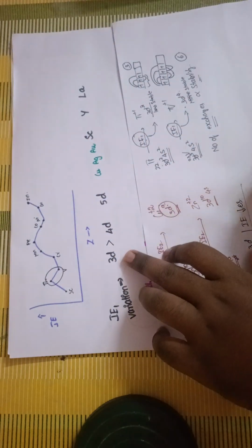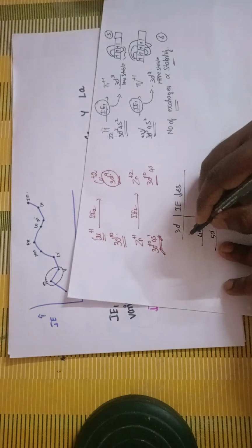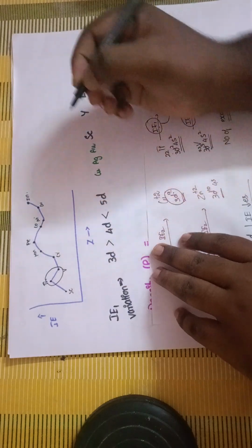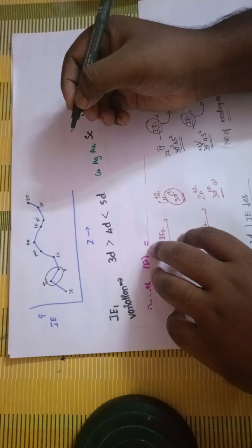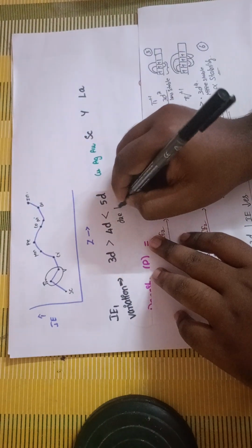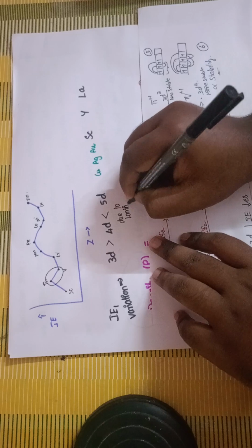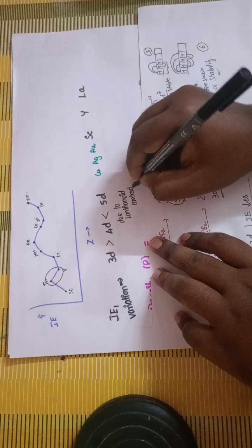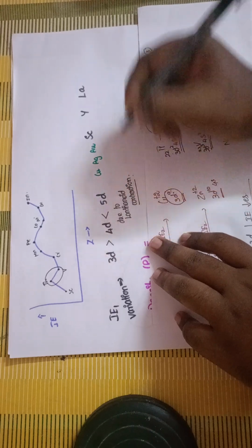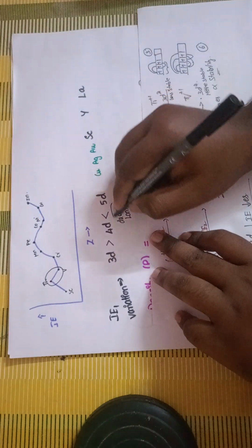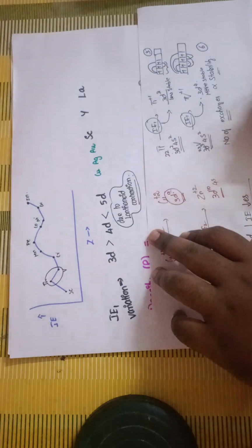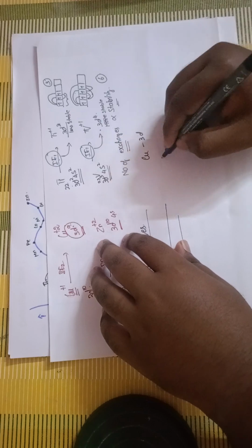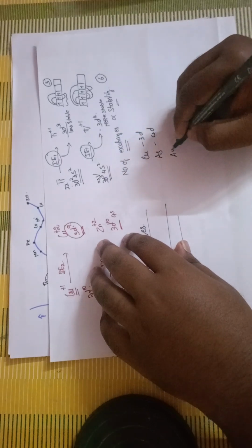And our expected variation is that 4D should have higher ionization energy than 5D. But the experimental result is that 5D has higher ionization energy than 4D, due to lanthanoid contraction. So due to lanthanoid contraction, if you take copper, silver, gold: copper is present in 3D, silver in 4D, gold in 5D.